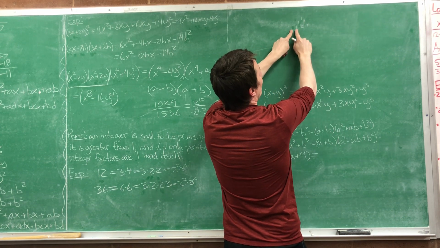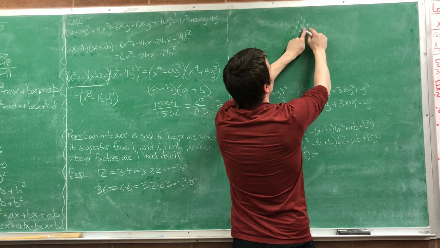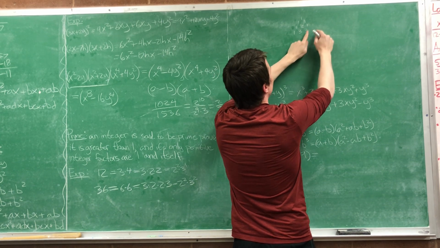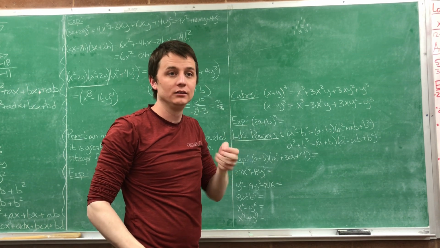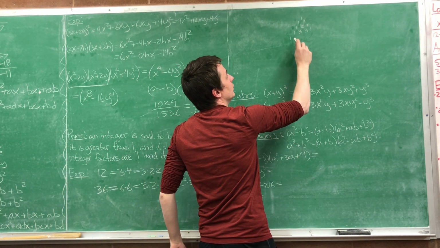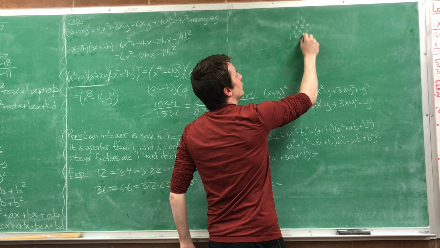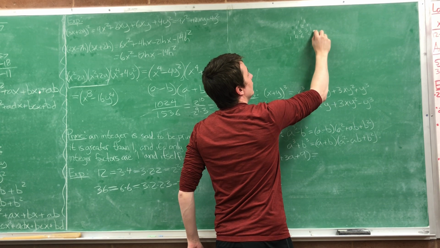Now for the next row, 1 plus 0 is 1. 1 plus 2 is 3. 2 plus 1 is 3. 1 plus 0 is 1. You see the pattern? All right, so what's my next row going to be? Tell me the numbers. 4, 1. Perfect. Next row.